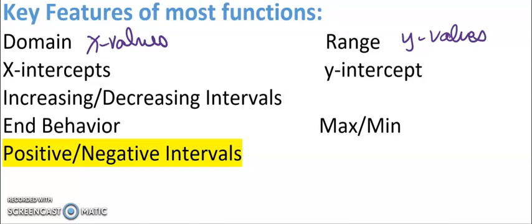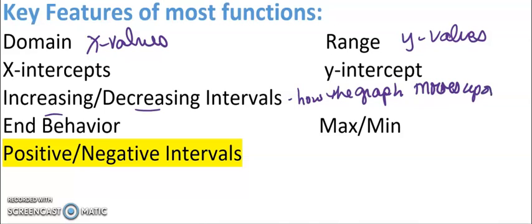X and y intercepts are where they cross the axis. Increasing and decreasing intervals: this is how the graph is moving up or down. Okay. Then end behavior, we're going to talk about that and describe it better for you. And then maximum and minimum are just turning points.